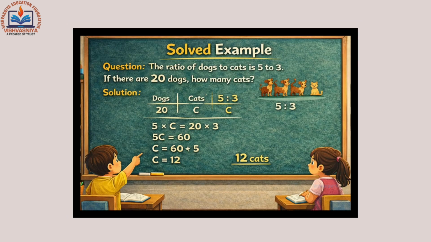Now students, let us solve an example. The ratio of dogs to cats is 5:3. There are 20 dogs. So we write the proportion 20:c is equal to 5:3. Using cross multiplication, 5 times c is equal to 20 times 3, 5c is equal to 60, c is equal to 60 divided by 5, c is equal to 12. Therefore, the number of cats is 12.